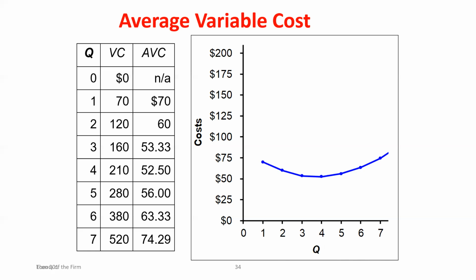At any point past that, we're just adding additional costs that were above the old average, so our new average is just going to be getting higher and higher. The average variable cost curve will then be increasing.